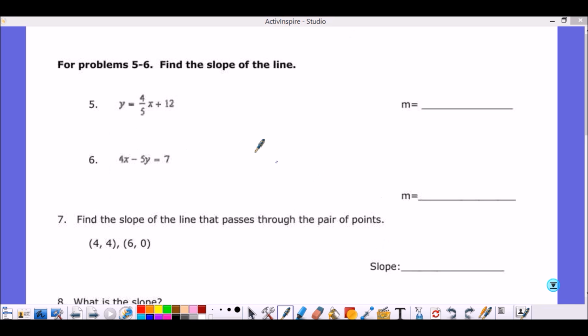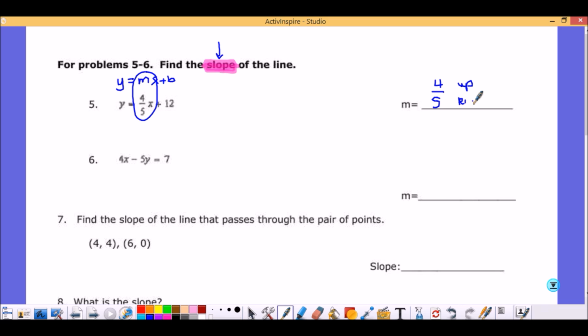For problem number 5 and 6, we're going to find the slope of the line. So remember, the slope of the line is the direction and the steepness of my line. So remember, we've learned that it is in the slope-intercept form, y equals mx plus b. So since they're asking for only the slope, I'm looking for the m. And in this case, my m equals 4 over 5. So that means I would go up 4 to the right 5.